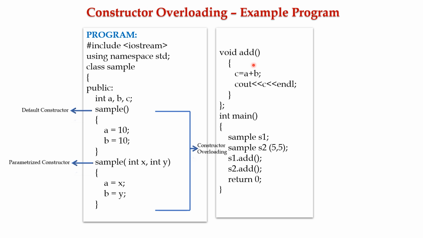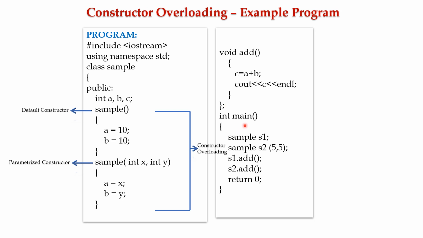Next, we have the add function with return type void and no arguments passed to it. Inside the add function, the value of the variable C is assigned with the expression A plus B, and using the cout statement, the value of the variable C is displayed to the user, and the class ends here.